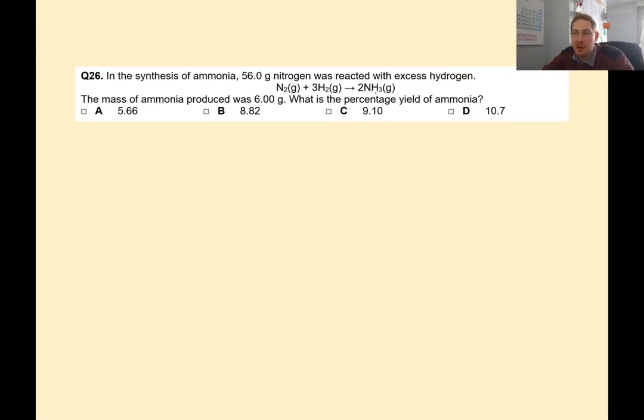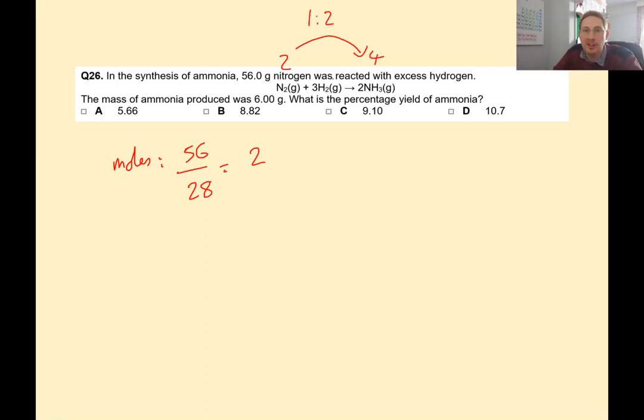In the synthesis of ammonia, 56 grams of nitrogen was reacted with excess hydrogen. The mass of ammonia produced was 6 grams. What is the percentage yield? Okay, so we've got 56 grams of nitrogen. Moles is mass over Mr. N2 is 28, which is 2 moles. 2 moles of that would be expected to make 4 moles of ammonia because of the 1:2 ratio.